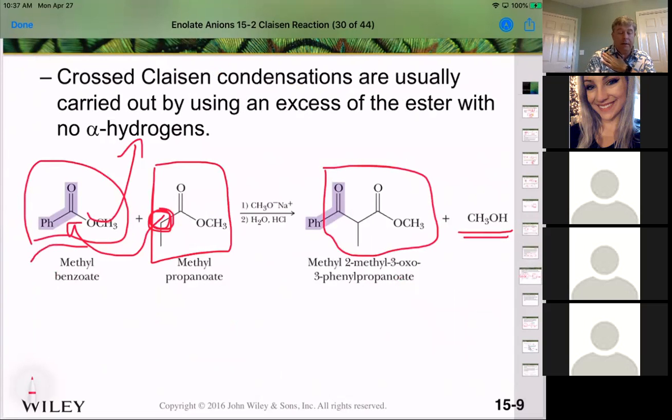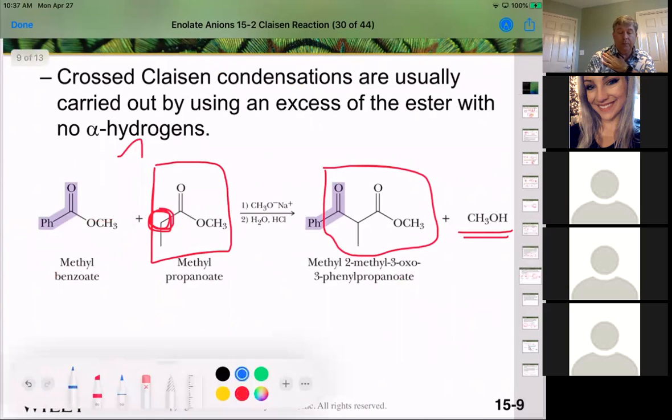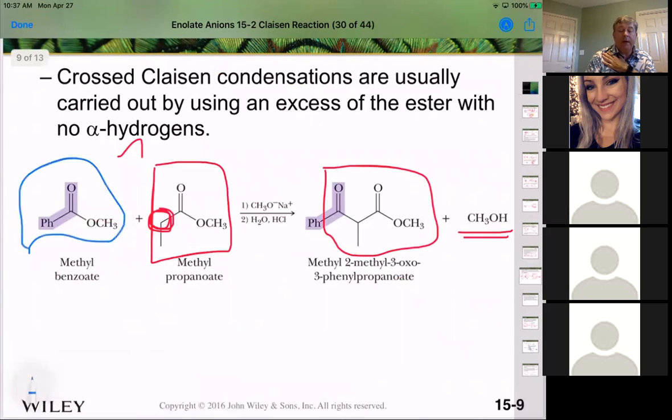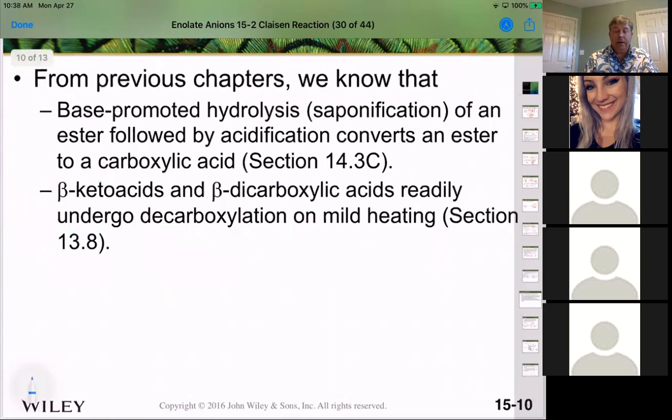Notice that this ester, let me erase again. I'm going to do it in blue. This ester has no alpha hydrogens, and it loses its ester in the final product. This one has alpha hydrogens, and it's the one that forms the enolate. It keeps its ester, okay? So it's keeping its ester here. This is losing its ester there, but it still forms that beta keto ester as your final product, okay? Follow the bonds, follow the bonds.